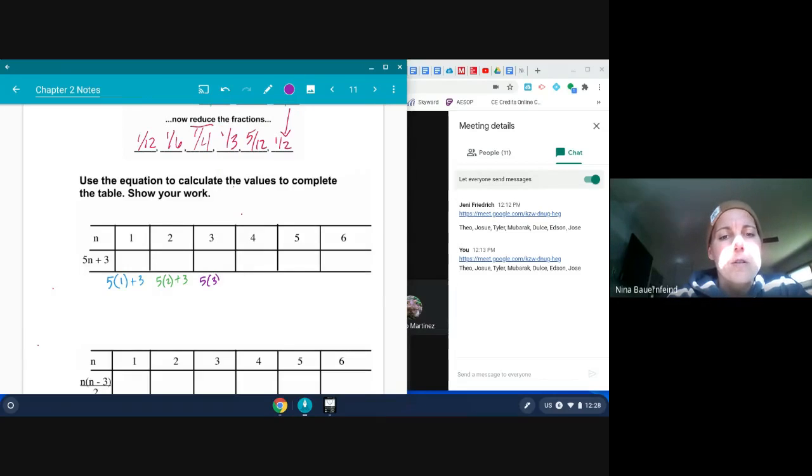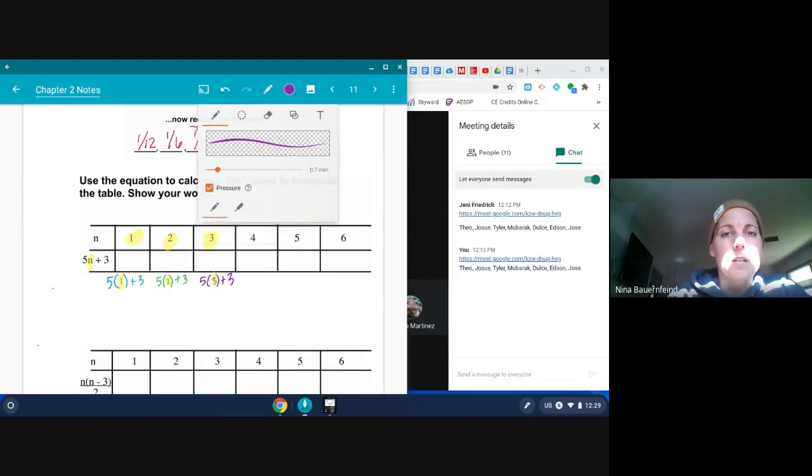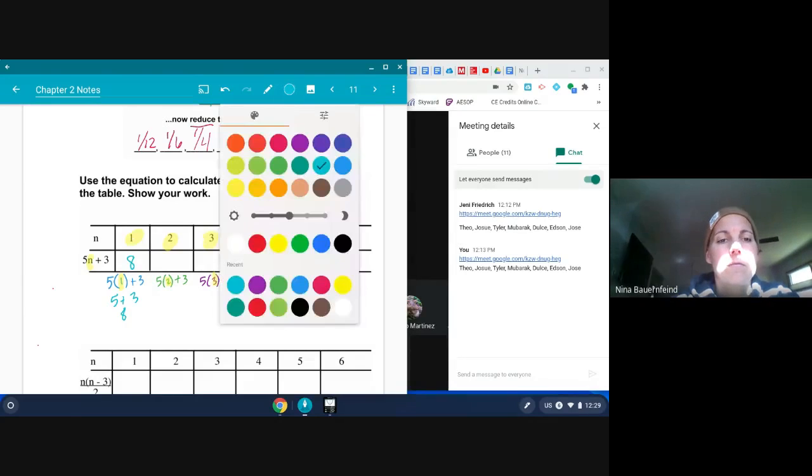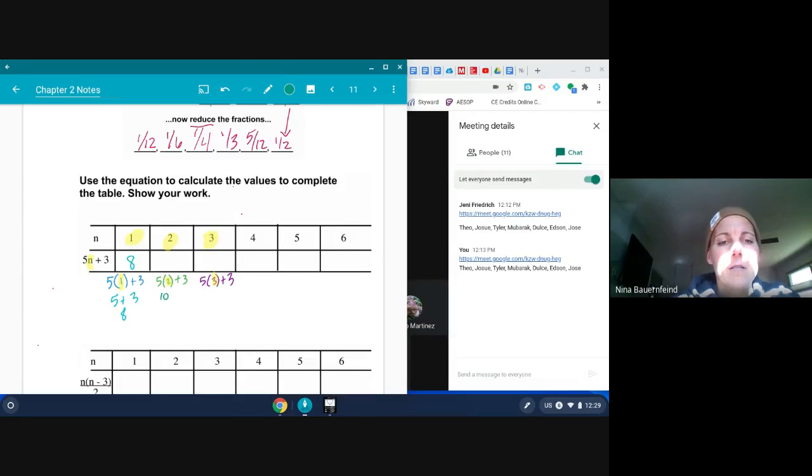5 times 3 plus 3, and so on and so forth. So the thing that's changing is this n number is just changing to match up here, okay? So what we can do then is say 5 times 1 is 5, plus 3 is 8. 5 times 2 is 10, plus 3 is 13. 5 times 3 is 15, plus 3 is 18.